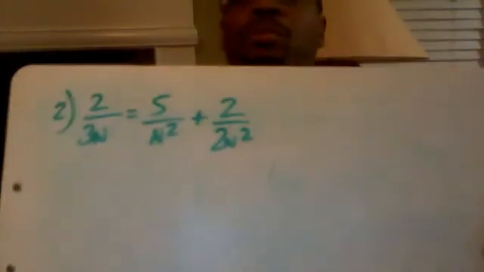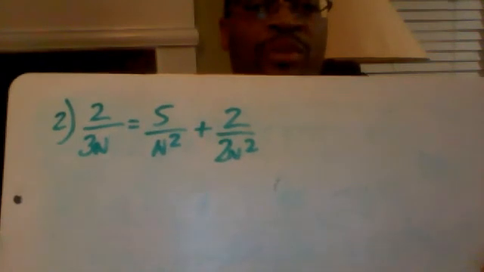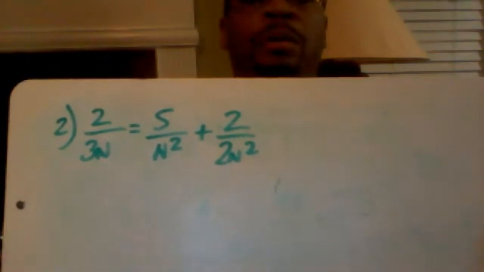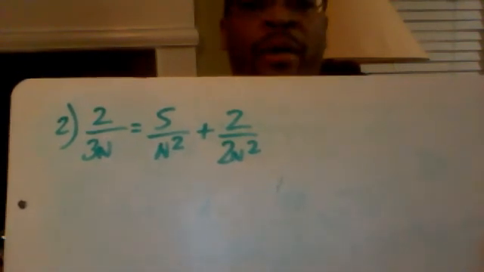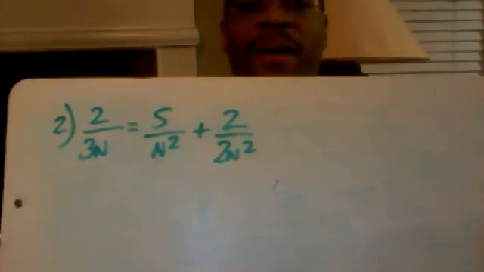Alright, problem 2. Problem 2 is 2 over 3n equals 5 over n squared plus 2 over n squared. Alright, first step is to find your GCF.